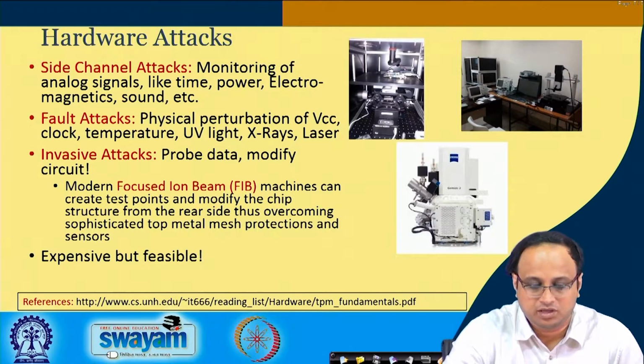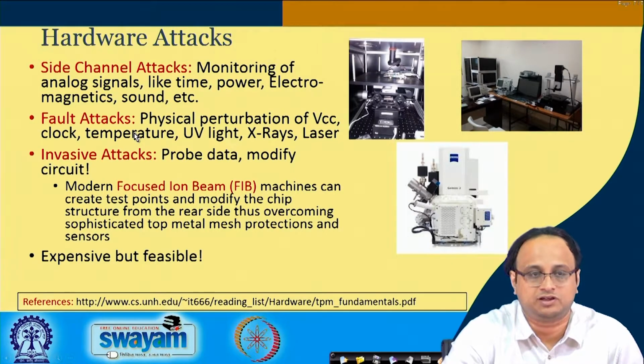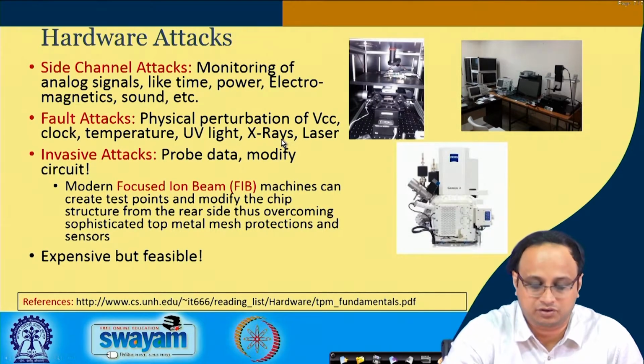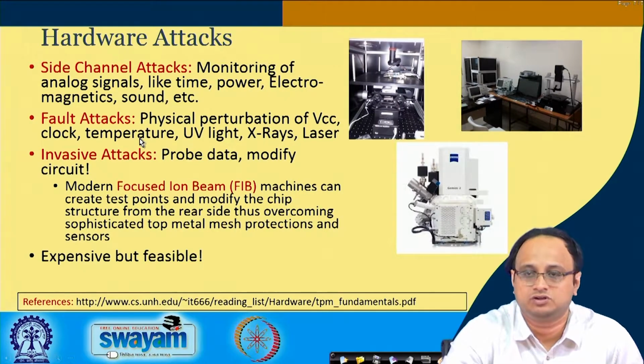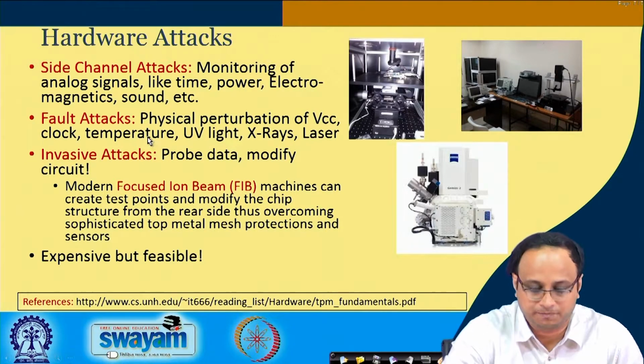and from there can try to obtain the secrets. Likewise, you can do physical attacks like fault attacks, for example, where you can perturb the environment, you can perturb the voltage, you can create temperature fluctuations, you can take UV light, you can use X-rays, lasers and so on to create bit flips in your circuit. And we will see later on in our discussions how you can use faults effectively to get the secret keys with very less effort.